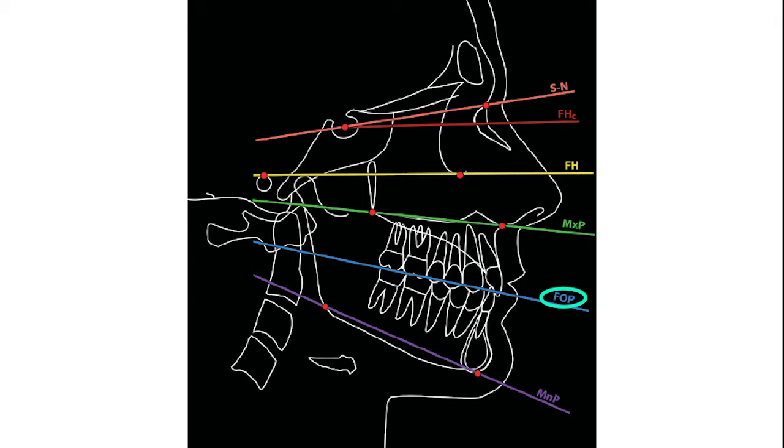It is defined as a line drawn passing through the occlusion of the premolars or deciduous molars and the maxillary and mandibular first permanent molars. The next is the mandibular plane, MNP. It is defined as a line or plane connecting gonion and menton, representing the inferior border of the mandible in the sagittal plane. The mandibular plane may also be drawn as a tangent to the inferior border of the mandible.